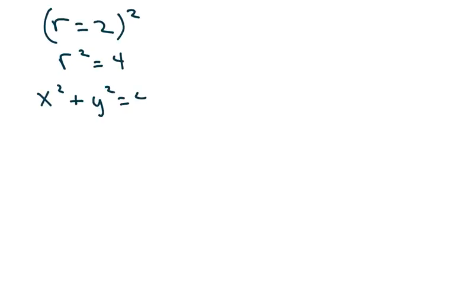Okay. Next one we have is r equals 2. So basically I'm going to square both sides on this one. I get r squared equals 4. Therefore I have x squared plus y squared equals 4. And if you want to know what that is, that's a circle with center 0, 0, and r equal 2.